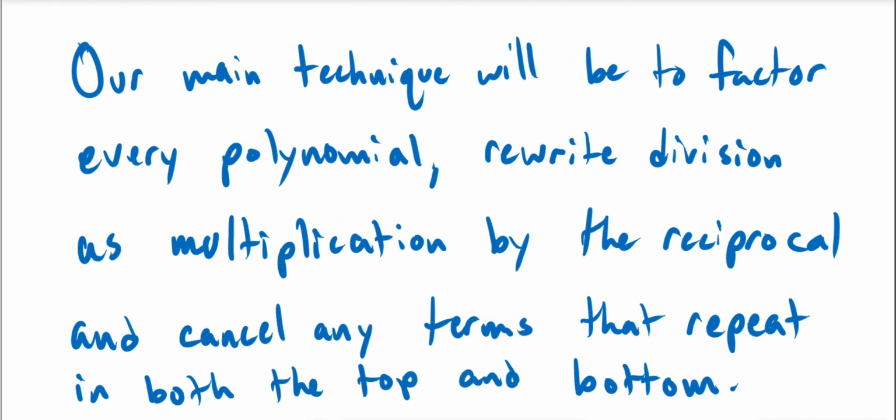So our main technique for dealing with rational functions is going to be to factor every polynomial in that rational function. This is why it was so important for you to really get good at factoring polynomials, because a single problem might in fact require you to factor 4 or more polynomials. So this is going to be just a standard move that we do at the beginning of the problem. We're going to have to factor the polynomials and then rewrite division as multiplication by a reciprocal and then cancel our terms here.